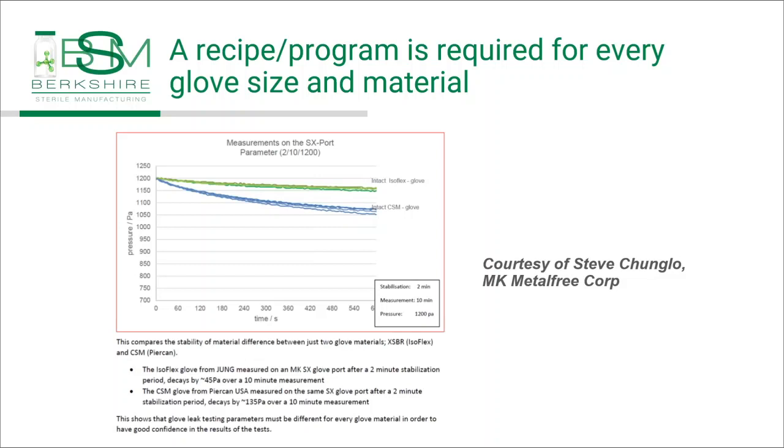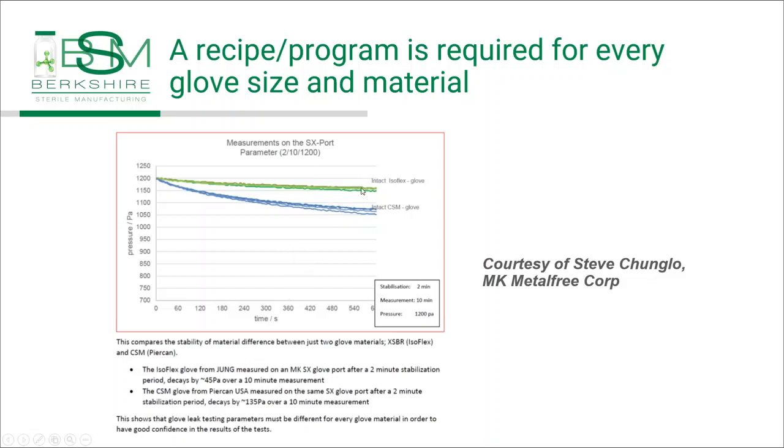Another very critical thing about gloves is that a recipe or a program is required for every glove size and material. Glove integrity testing does use pressure decay. Gloves are inflated to a certain pressure, usually around 1200 pascals. They're held for a stabilization period, and then they start measuring the pressure decay over time.